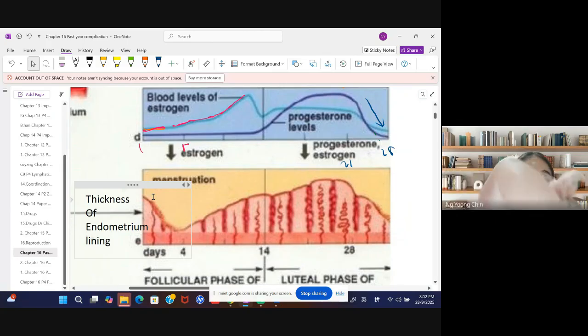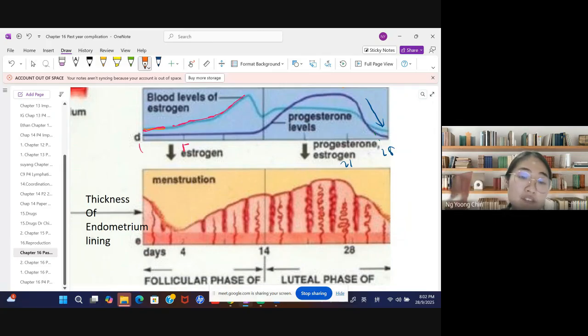So you can have a look that in the first 5 days, the female usually has the menstrual period. So there will be shedding of the endometrial lining. Why do they shed off the endometrial lining? It's because they don't have progesterone already. They don't have the estrogen to support them. So that's why they'll shed off. They start from here.